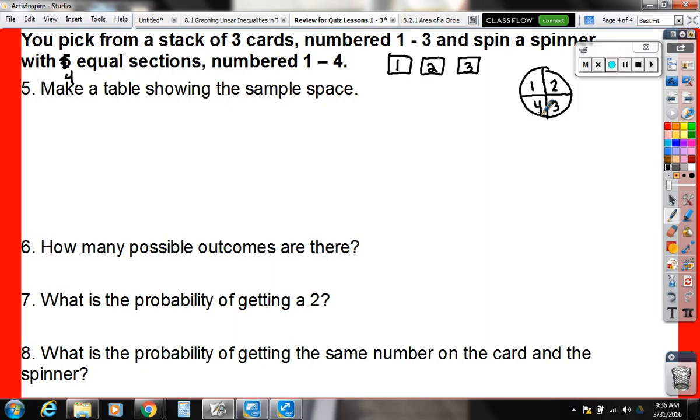There you go. So what you do is you make the table like this, and then you put the numbers on one side and then on top. Okay. So I would probably put 1, 2, 3 down here, and then 1, 2, 3, and 4 up here. Good. Go ahead and do that for us.